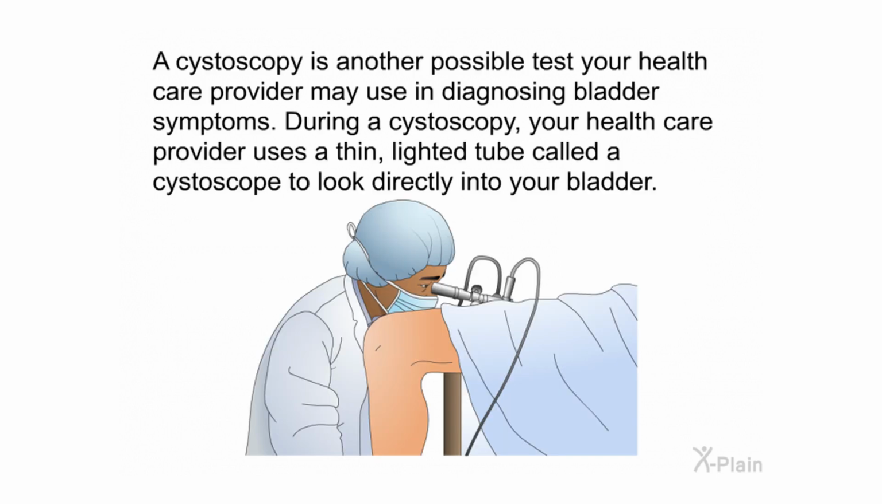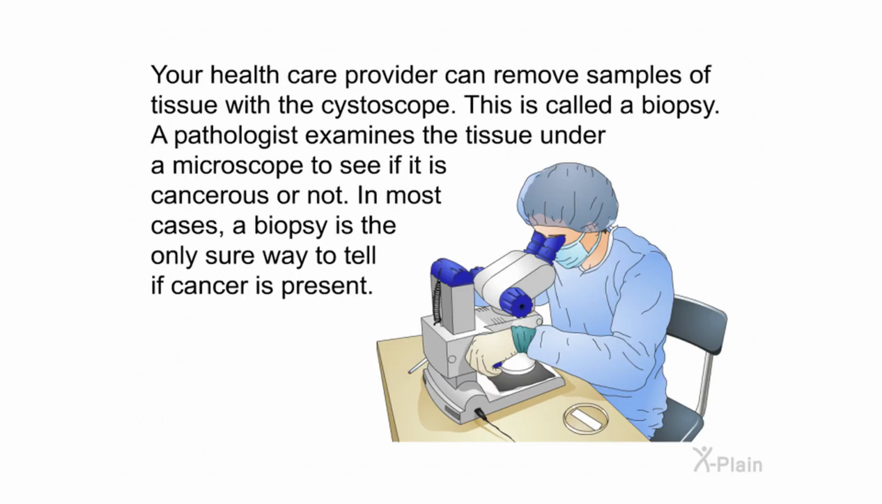A cystoscopy is another possible test your healthcare provider may use in diagnosing bladder symptoms. During a cystoscopy, your healthcare provider uses a thin, lighted tube called a cystoscope to look directly into your bladder. Your healthcare provider can remove samples of tissue with the cystoscope. This is called a biopsy. A pathologist examines the tissue under a microscope to see if it is cancerous or not. In most cases, a biopsy is the only sure way to tell if cancer is present.